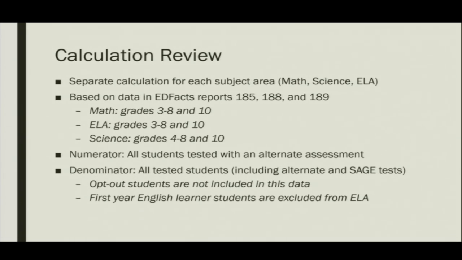When looking at how to make this calculation, the numerator is going to be the number of students that actually took an alternate assessment, and it's going to be over all of the students that actually tested in the LEA. So it includes those that took the SAGE test and the alternate test. Some of the students that are not included in this calculation would be opt-outs. They're not included in there, and first-year English learner students are not included for ELA in this calculation.